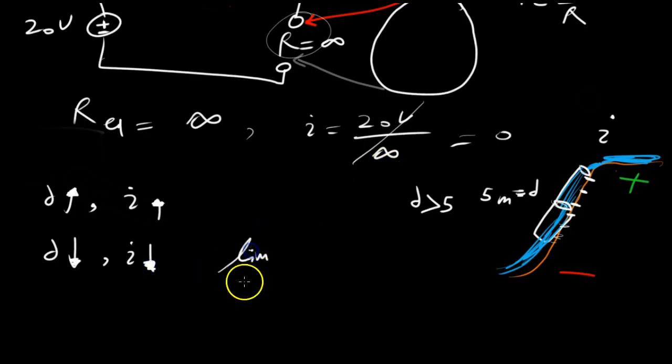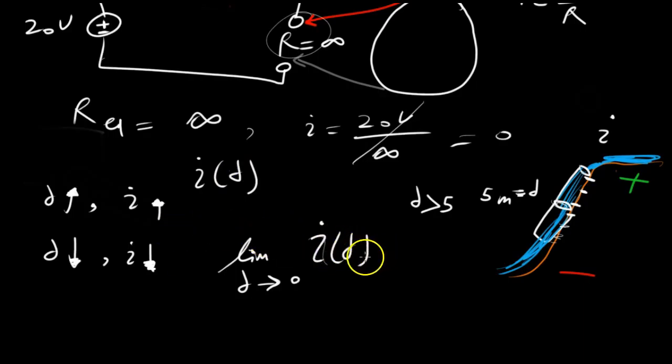For example, let's take the limit as D approaches 0. What's going to happen as the diameter of this pipe approaches 0? Well, I don't really have a function to take a limit of, but just conceptually, current in this case is a function of the diameter. So as you take the limit of D approaching 0, you're going to get a current of 0.